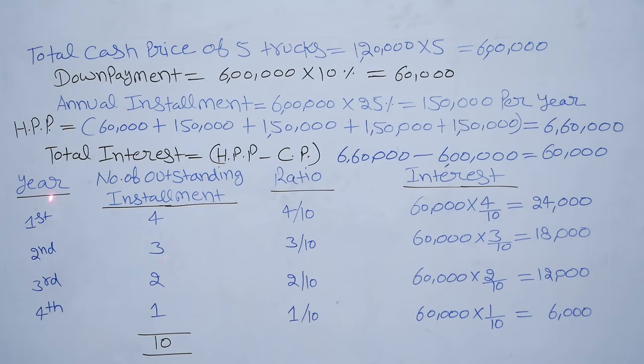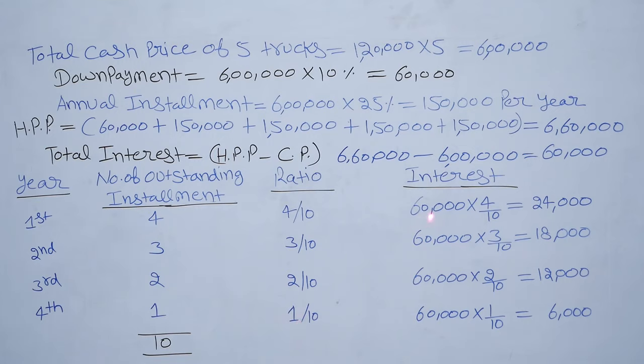Generally, interest in the first installment is more than in the other installments, and this interest goes down in the rest of the installments. Year first, second, third, fourth; number of installments outstanding 4. Why 4? Because there is the first installment of 1,50,000, this is the second installment, this is the third, and this is the fourth. That's why we are considering 4 installments outstanding. After paying the first installment, in the second year 3 installments are remaining, in the third year 2 installments are remaining, and in the fourth year 1 installment is remaining. So the total of the installments is 10. How do we calculate the ratio? 4 by 10, 3 by 10, 2 by 10, and the last one is 1 by 10.